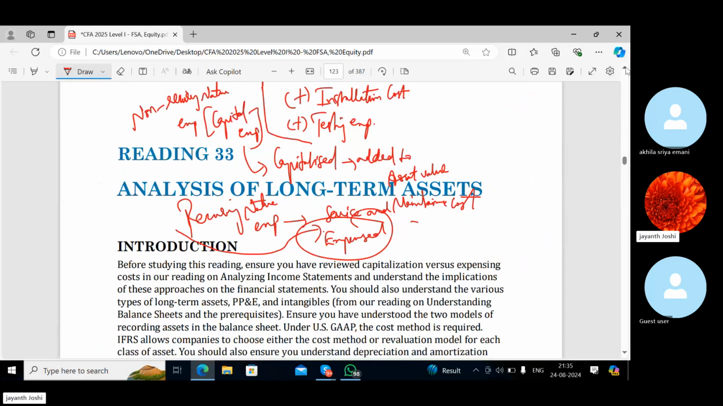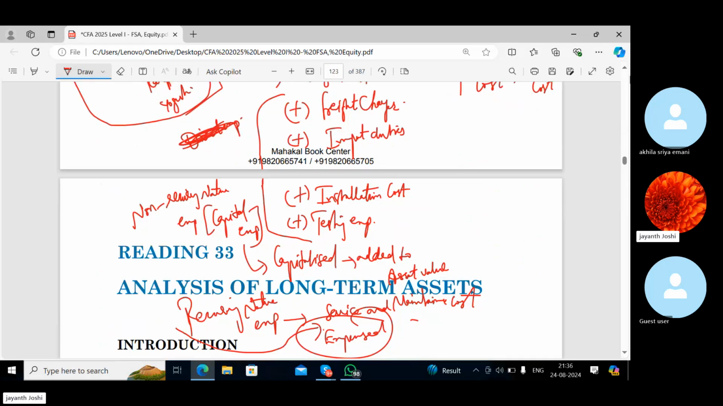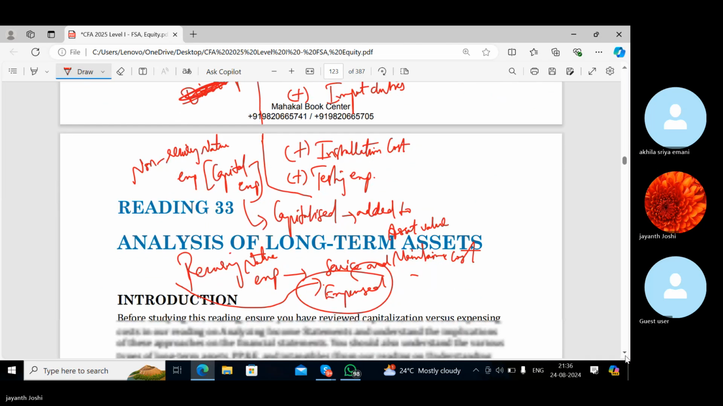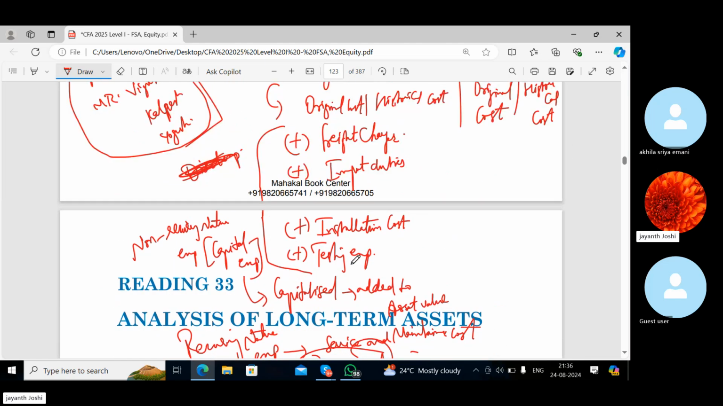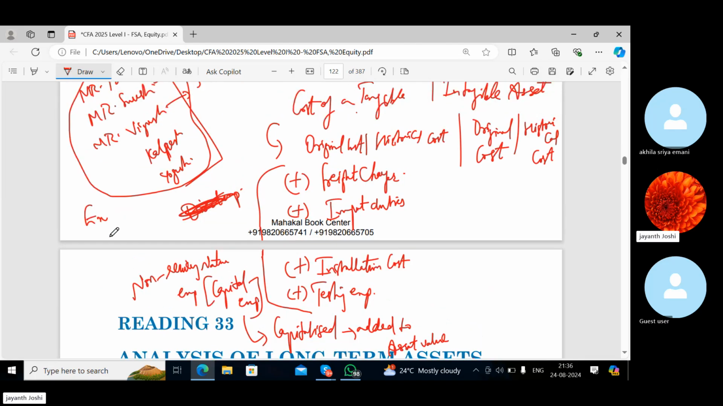Now, coming to the method of depreciation. So we have understood what expenses are to be capitalized and what expenses have to be expensed, right? Now, every year, if you capitalize your intangible asset, then you need to expense it also. So how will you expense the asset in the subsequent years? Through depreciation, right?